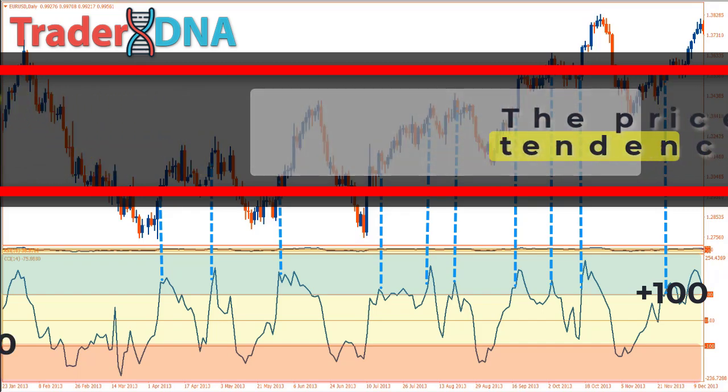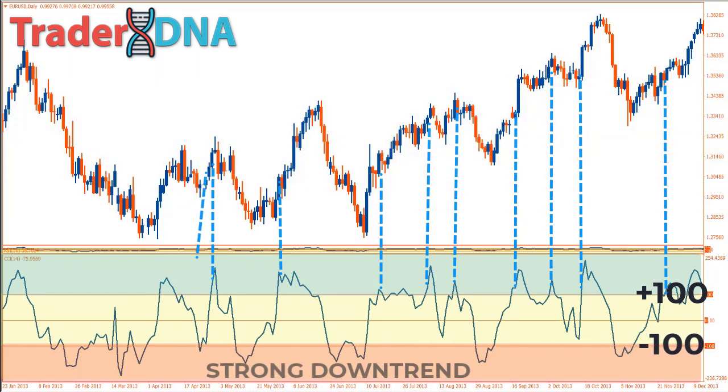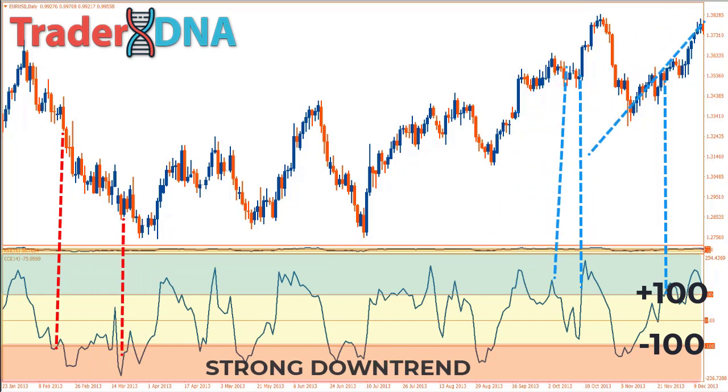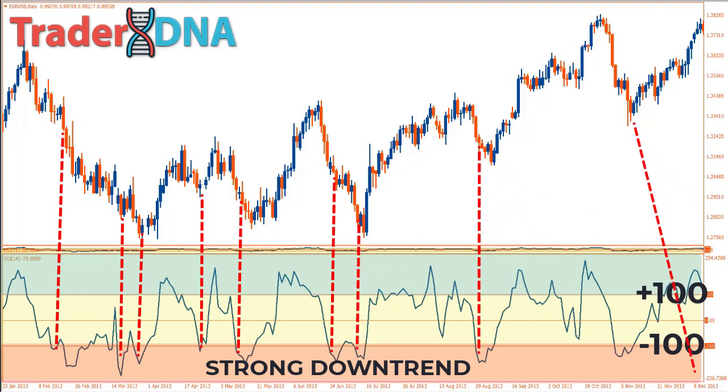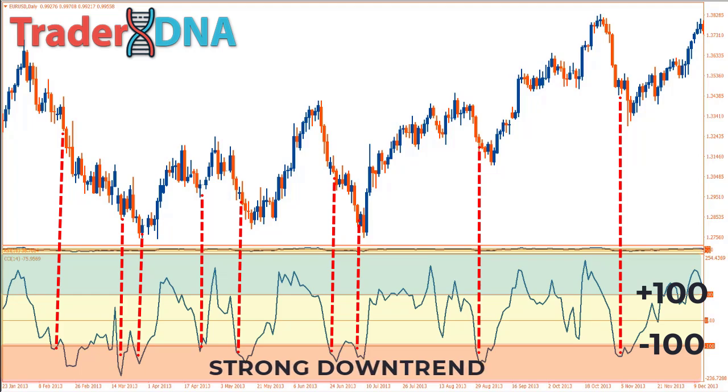Similarly, whenever the CCI reading is below minus 100, the same implies a strong downtrend. In this case, Forex expert advisors and manual traders enter long positions to take advantage of potential price reversal as a security is considered to be oversold.